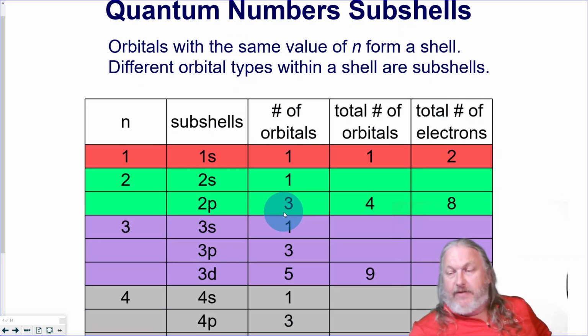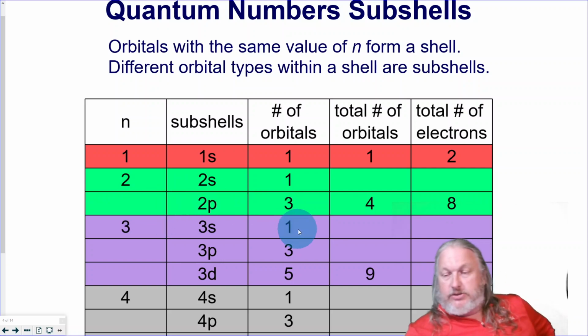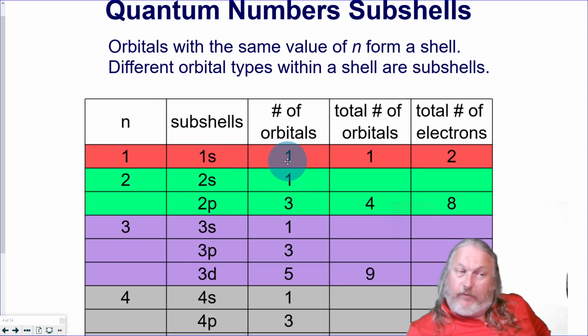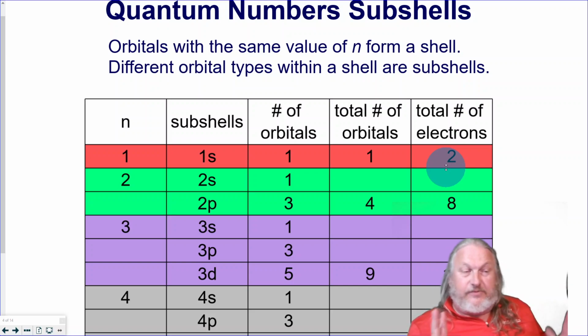Now, orbitals that have the same value of n will form a shell. Now, there can be different orbital types within a shell. The different orbital types within a shell are called subshells. So, n equals 1, you can only have one s orbital, and the total number of orbitals for n equals 1 is 1. So you can only have 2 electrons in each orbital. You've only got one orbital, so n equals 1 can only have 2 electrons.